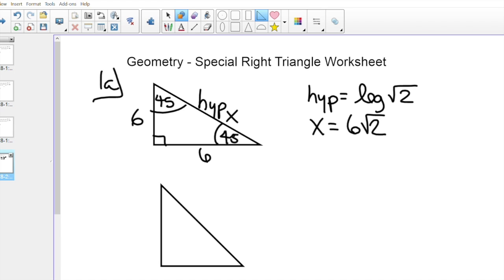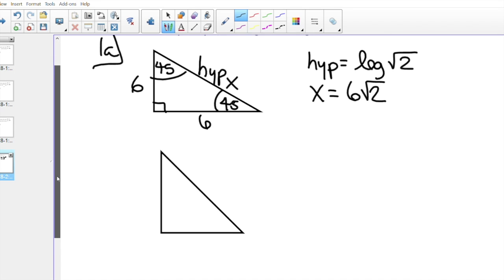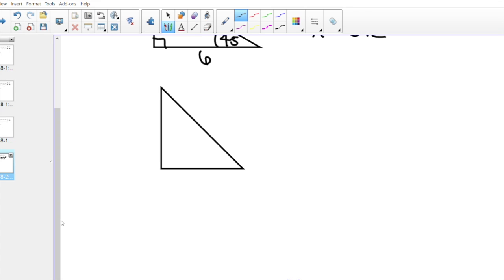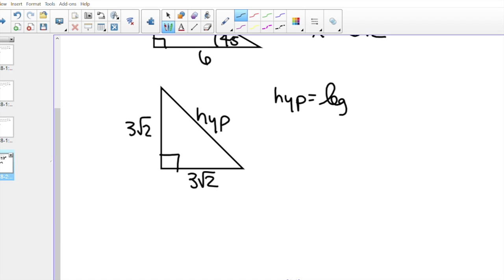It starts out with a 45 on an isosceles triangle. It says to find the length of the hypotenuse if the legs are 3 times the square root of 2. Now, again, you would write theorem 9-8 as the hypotenuse is equal to the leg times the square root of 2. So the hypotenuse is equal to 3 times the square root of 2 times the square root of 2.